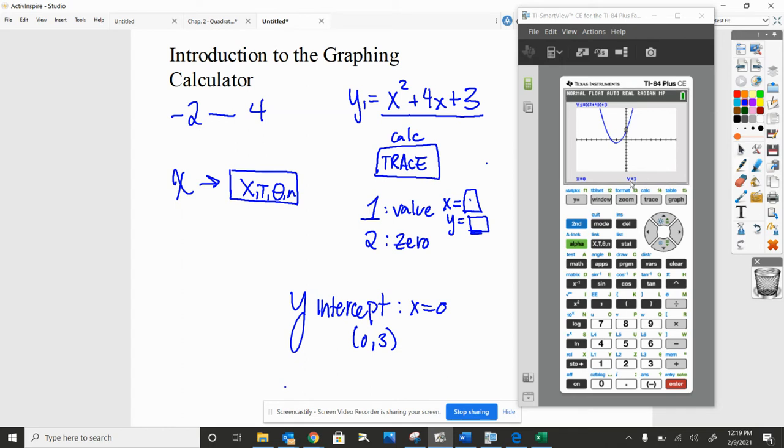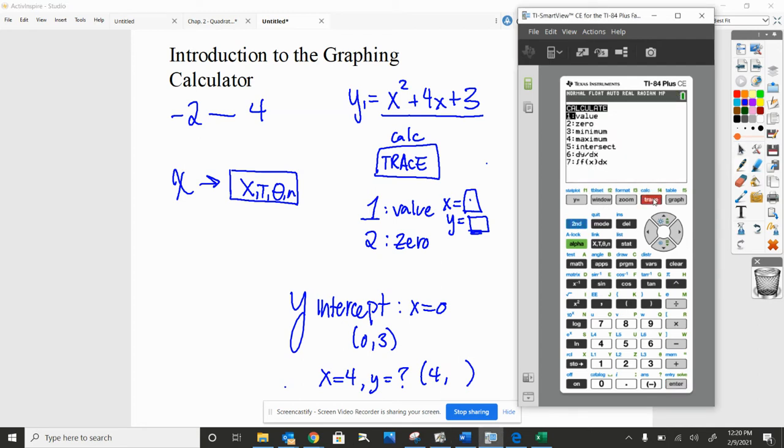Sometimes this is a decimal. If it is, you round it, let's say to 3 decimal places. What if I wanted to plug in x equals 4 and see what the y coordinate is? So (4, something). I can use this nice little shortcut on my calculator: go to second trace again, go to number 1, which is value, and it's blinking again. If x is 4, we type in 4, and what's y? 35. That's really high up there.